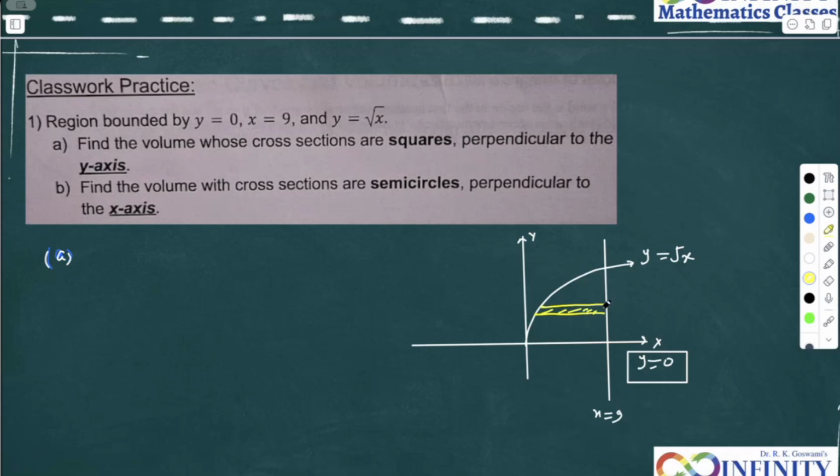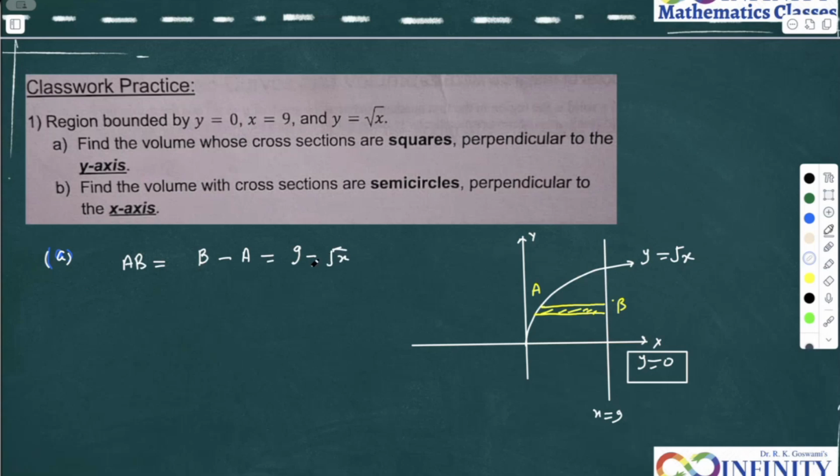Okay. So if I consider this to be AB, I need your help in finding the length of AB there. It is right minus left. What is the value of x at B? It is 9 minus square root of x there.